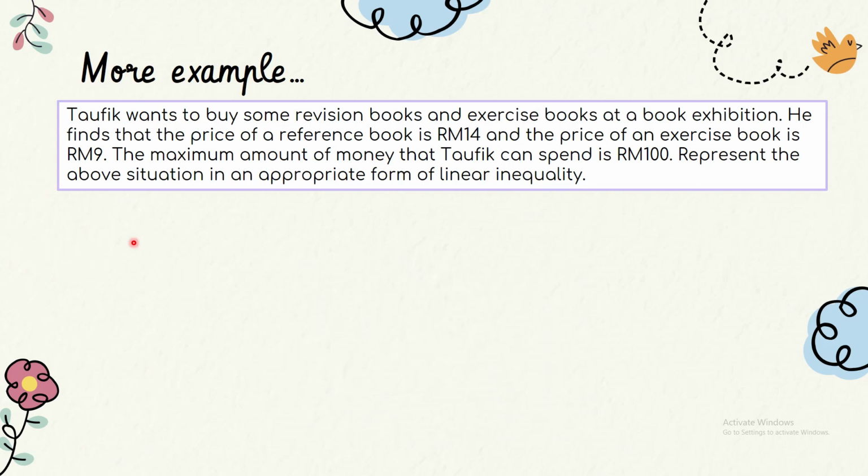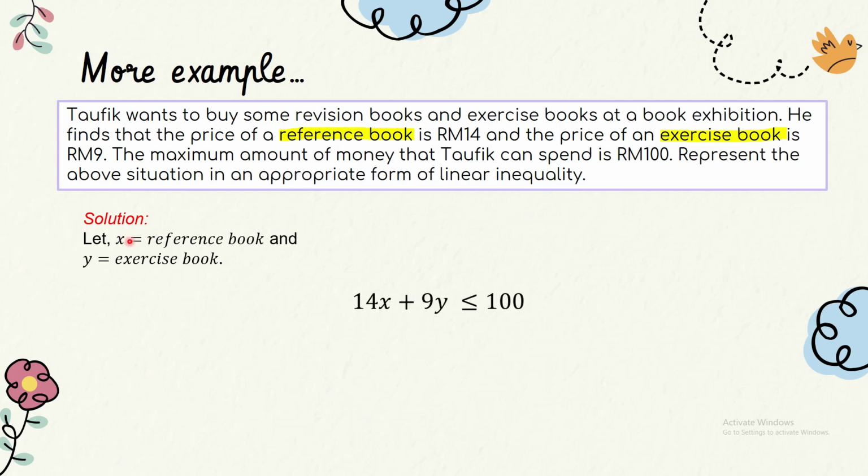Now 5 seconds have passed. So the main variables in this problem are the reference books and the exercise books. So we let x equal reference books and y equal exercise books. There are two variables here, which are x and y. Now we will write down the equation. This is the equation. How do I get this? Let me explain one by one.